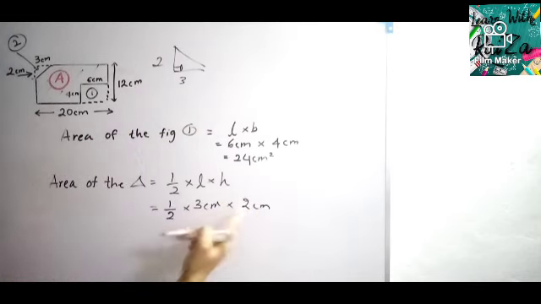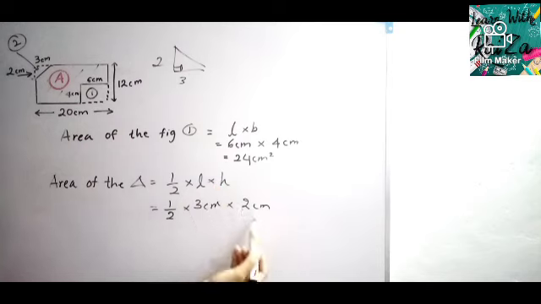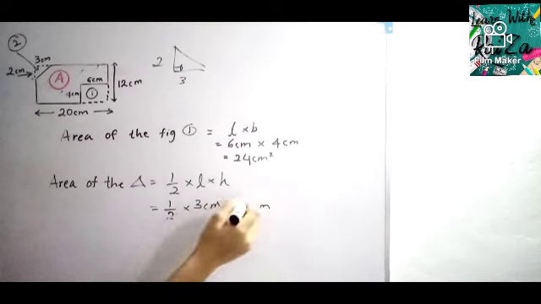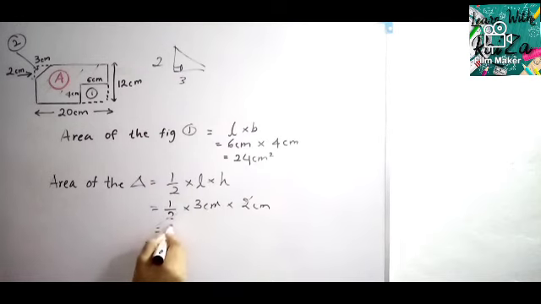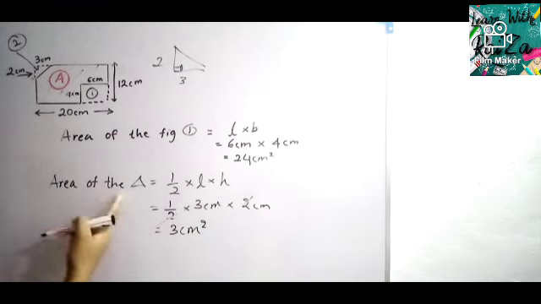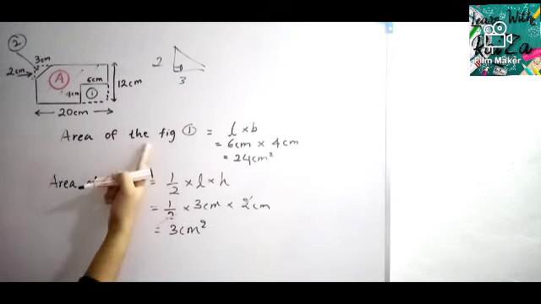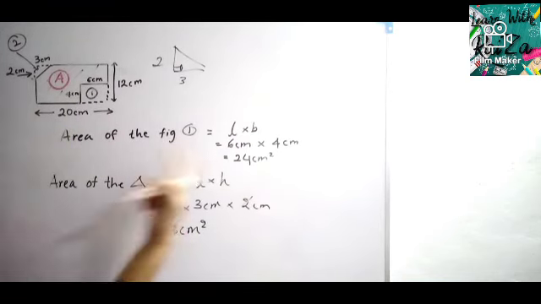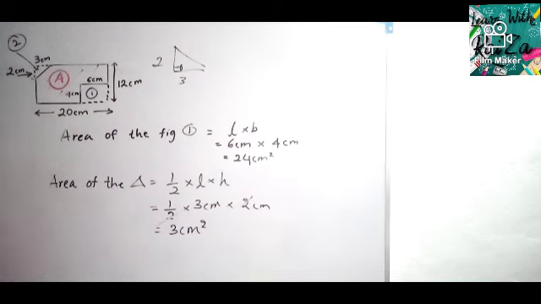So now see, that's why I said cancel. Some people just go on multiplying. 3 times 2 is 6, 6 divided by 2 is 3. That's also okay, but time wasting. Just cut off 2 and 2. So what is the answer remaining? 3 square centimeter. So area of the triangle is 3 square centimeter. Area of the figure 1, the rectangle, is 24 square centimeter. But our question is, find the area of the portion A.